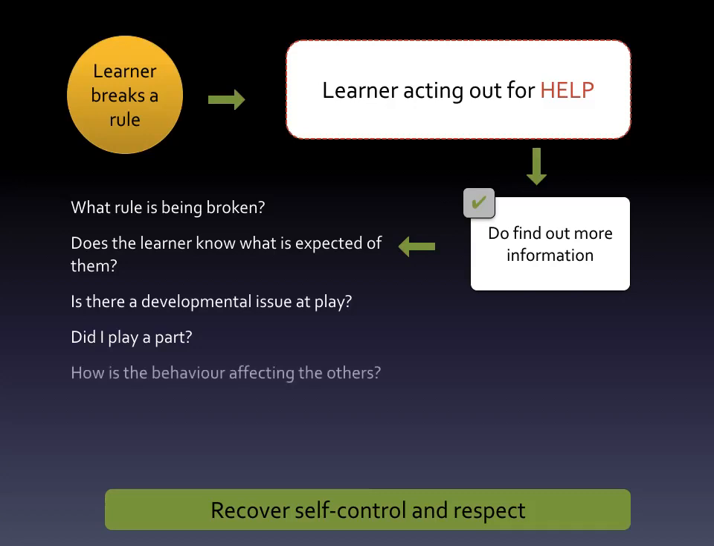Next, you need to determine how this behavior is affecting the rest of the class. And lastly, and this should be done with the learner, you need to decide what logical consequence will assist the learner to learn from their mistake and help them to make better choices in the future. But ultimately, the end goal is to help the learner to recover their self-control and respect. I'm going to end with an extract from a quote from Haim Ginott.